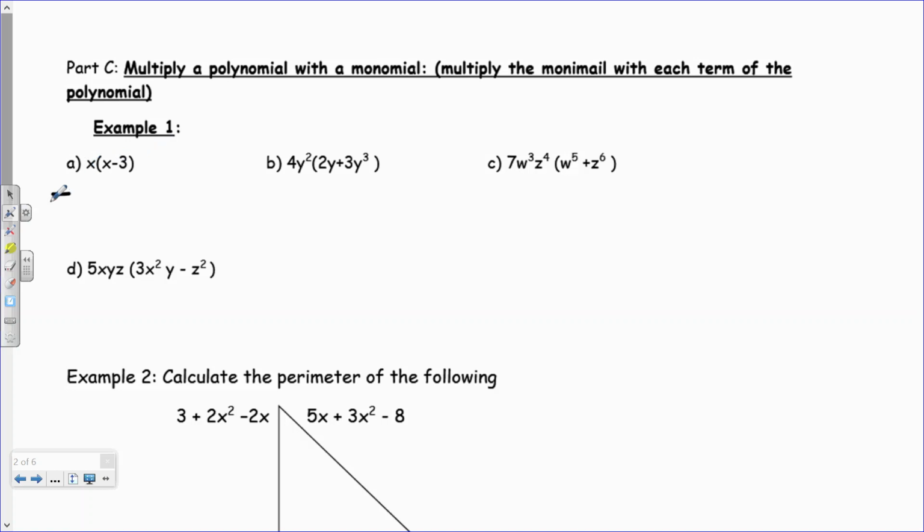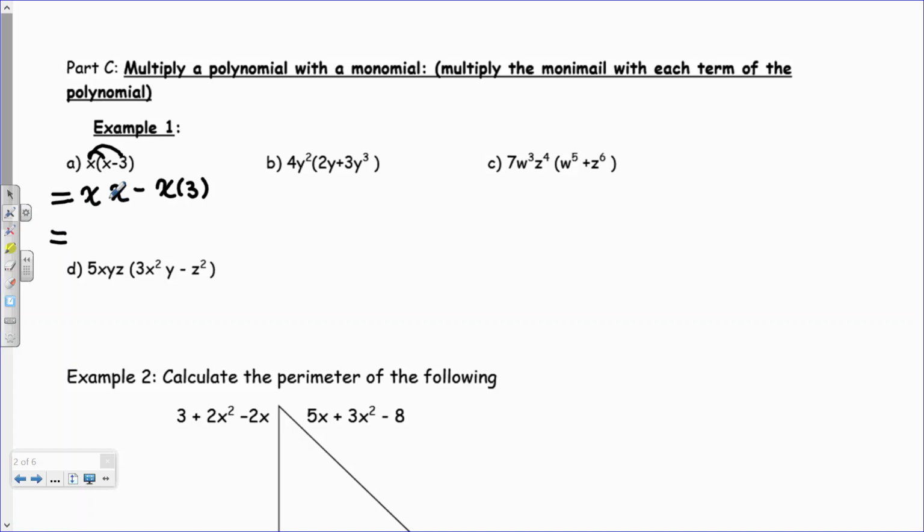So let's see: x times (x minus 3). Now between the terms you have an adding or subtracting sign, so it is not one term. You have one adding or subtracting sign, so you have two terms. We call it a binomial. So multiply this monomial with each term in the bracket: x times x, then minus x times 3. No sign between the bracket and the variable means multiplication.